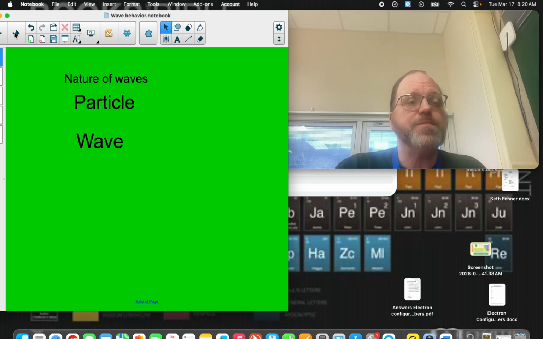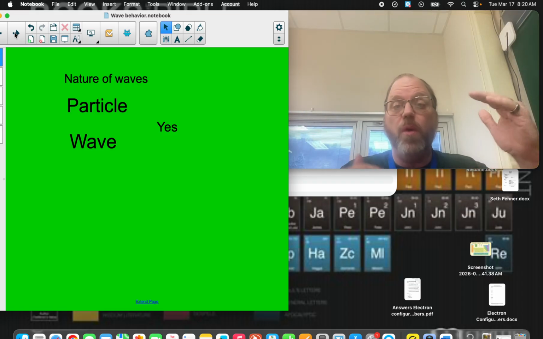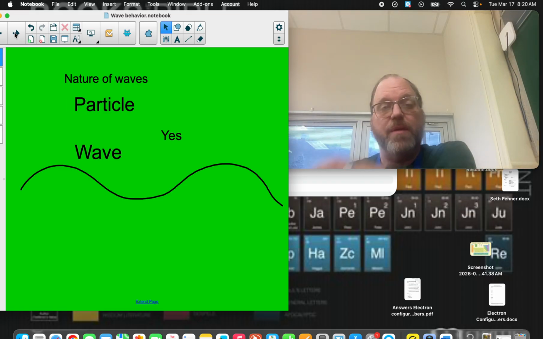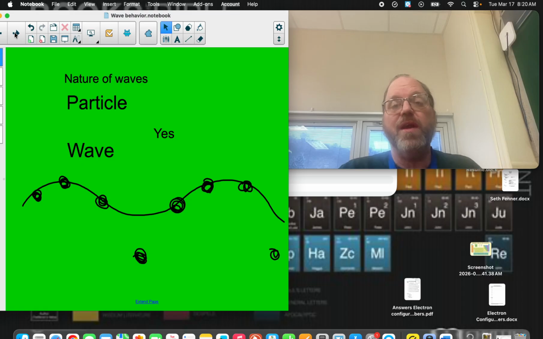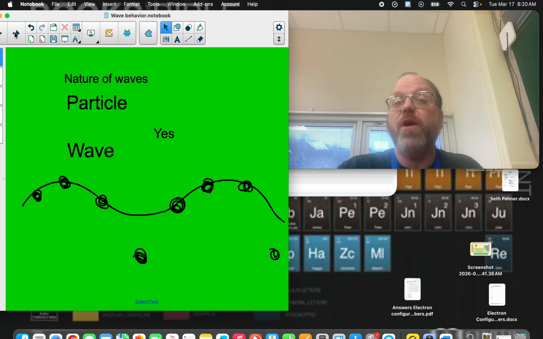All right, now, a long discussion took place among chemists. Is light a particle or a wave? Now, the actual answer is yes. It's both a particle and a wave. It's got a wave nature, so light travels in a transverse wave function like that. But there are particles inside of there, usually electrons. They're measured in units of photons.